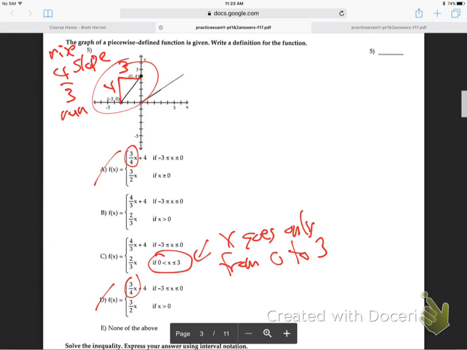Just the main concept. What does this say? X goes from 0 to 3. I don't care, 0 to whatever. Is that true? Does this right piece only go from 0 to 3? No way. That's just obviously wrong. It goes well beyond 3. It goes beyond 5. I put a root, right? So it's not C. So it's either B or none of the above.